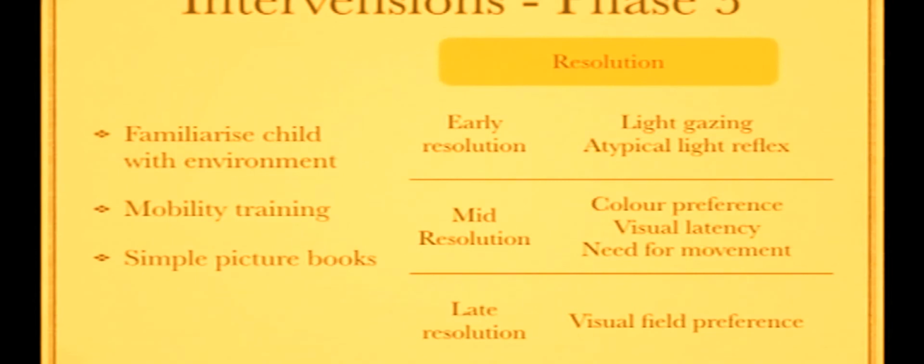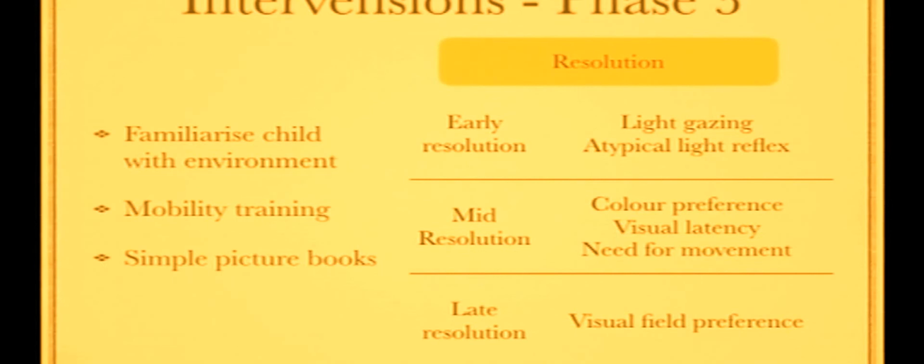And coming to phase 3, again you familiarize the child with the environment. Mobility training is started now. You can start with simple picture books, and once a child comes into phase 3, which is the resolution phase, there are early, mid and late resolutions.